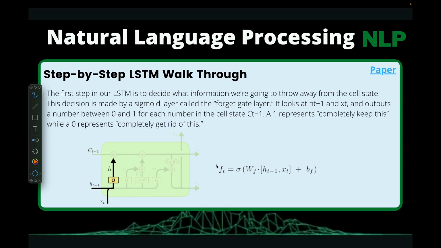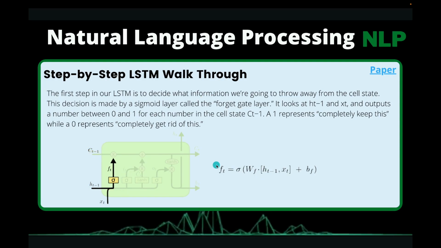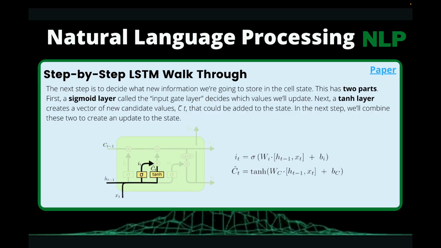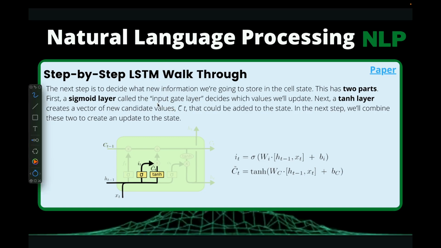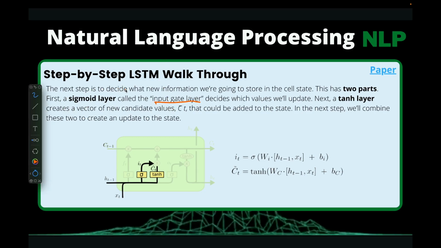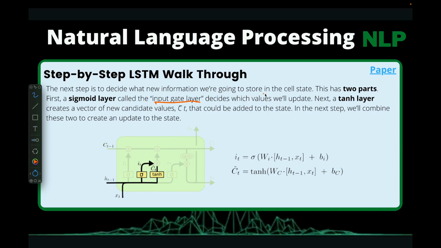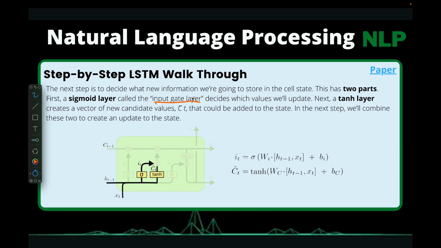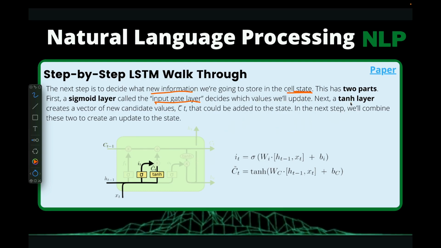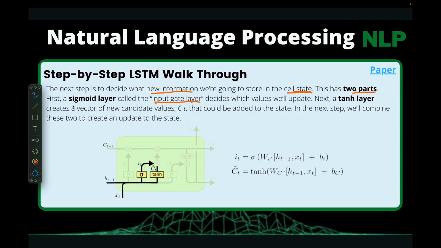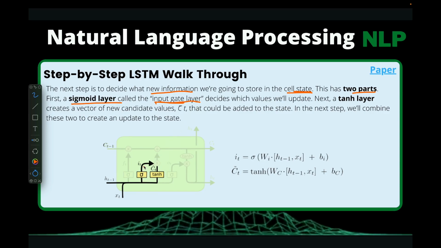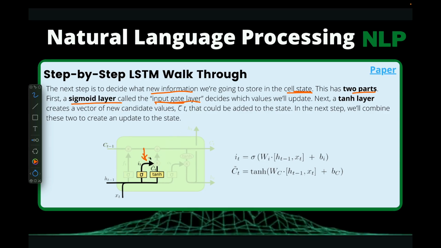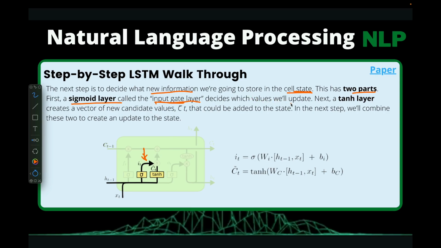Okay, now that's just the first step. Once you're done with this first step, you move on to the second step, which is nothing but the input gate. The next step is to decide what new information we are going to store in the cell state. And this has two parts. The first part is the sigmoid layer called the input gate, which decides which values we will update.